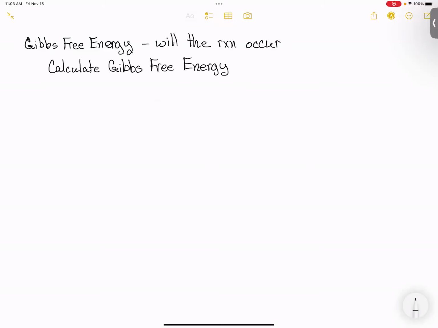The ones that we're going to talk about today: we're going to talk about delta G naught is equal to delta H naught minus T delta S naught. We're also going to talk about delta G naught is equal to negative RT natural log of K.